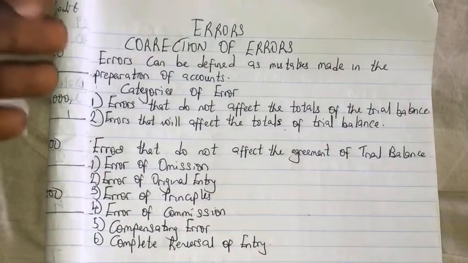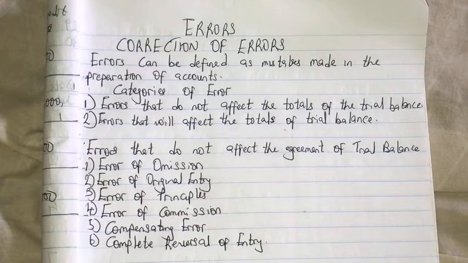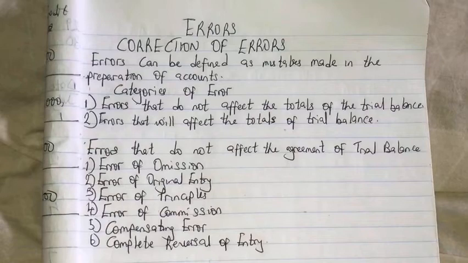So we're dealing with correction of errors. Before we do anything, we would love to know the definition of error. What does an error mean in accounting? An error can be defined as mistakes made in the preparation of accounts. It's as simple as that.